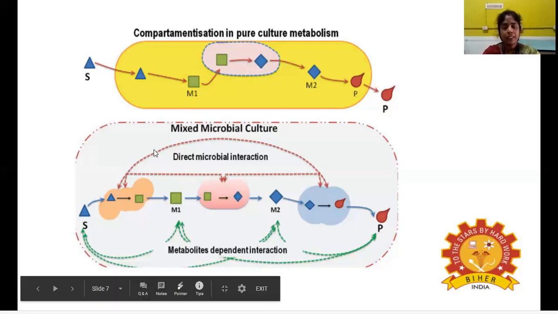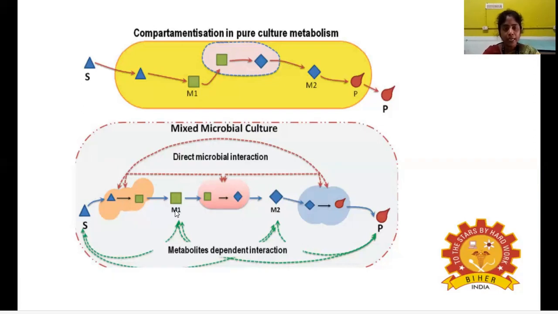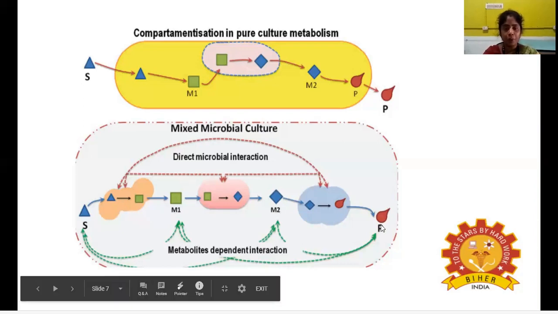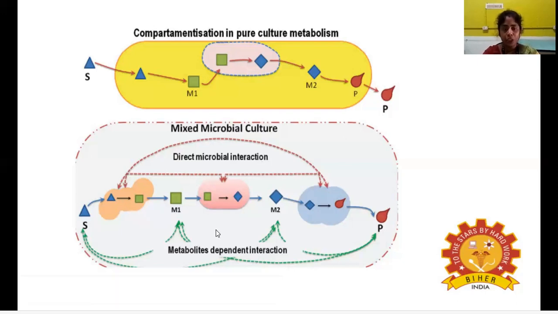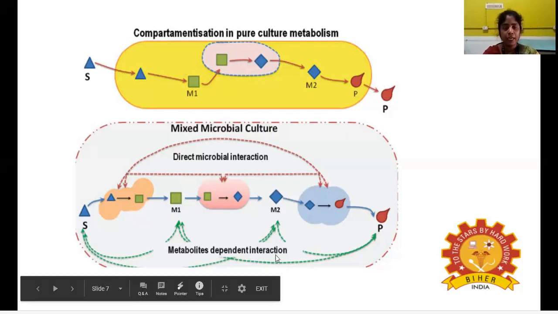But in this picture, the substrate is converted into the product by reacting with the microorganism first, and then there is a further conformation of the substrate that has acted with the microorganism too, so that it is converted into the product. So this can be either a direct microbial interaction, or it might be a metabolic dependent interaction.